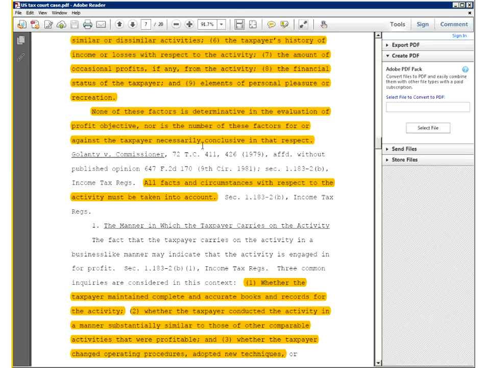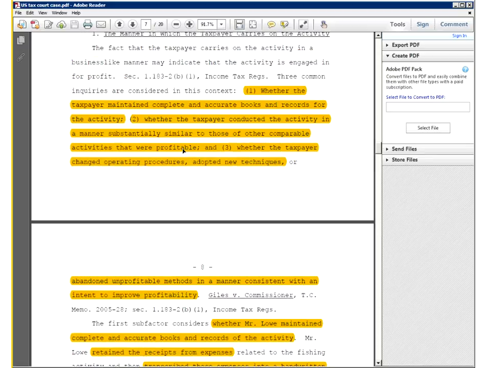One of the things is you can't just look at one item or another in determining if this person was in it for a business or not. You have to take everything together and then make a decision. That's kind of the sum of what it's saying here.